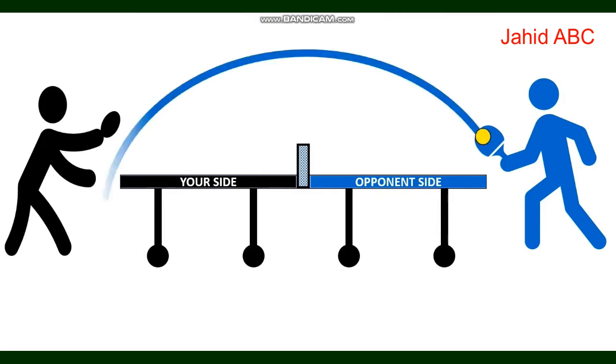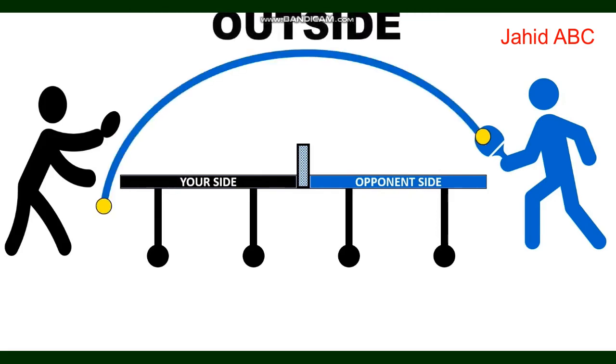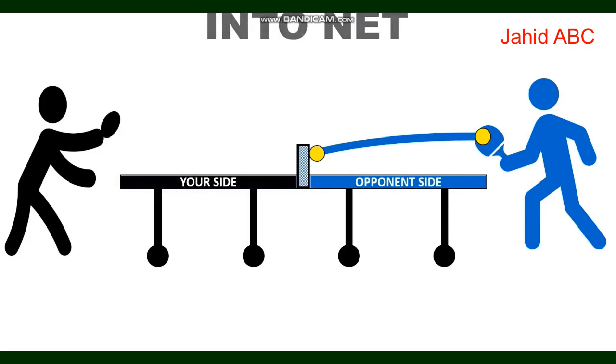Another way is if your opponent hits the ball and it doesn't bounce on the table, that would be an outside and you would win the point. Another case is when the opponent hits the ball into the net. In that case also you would win the point. So these are all the ways in which you can win points in table tennis.